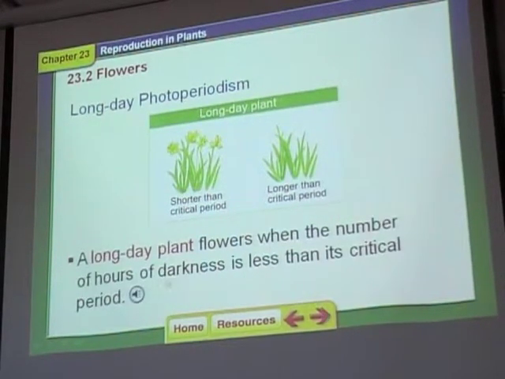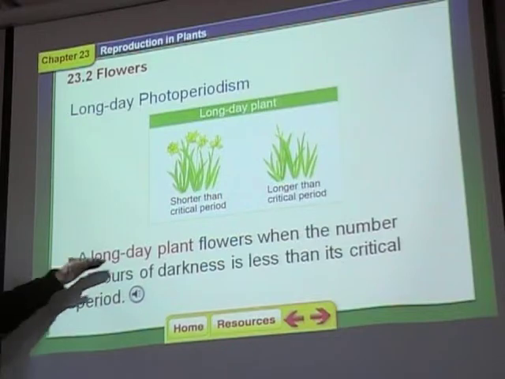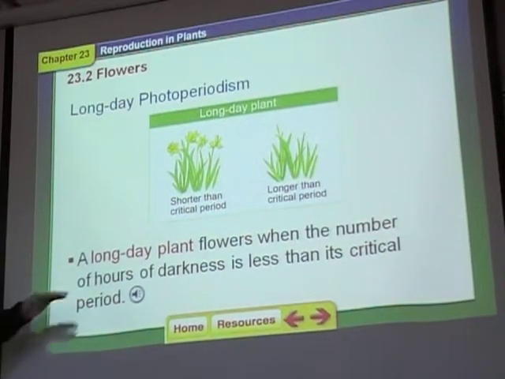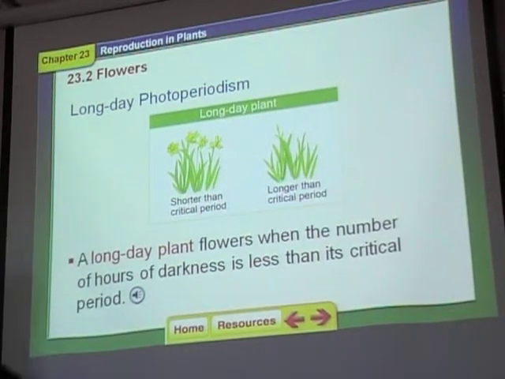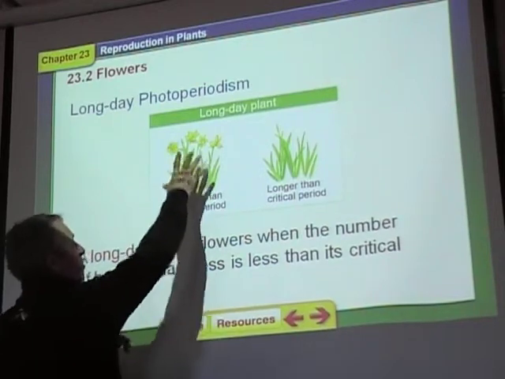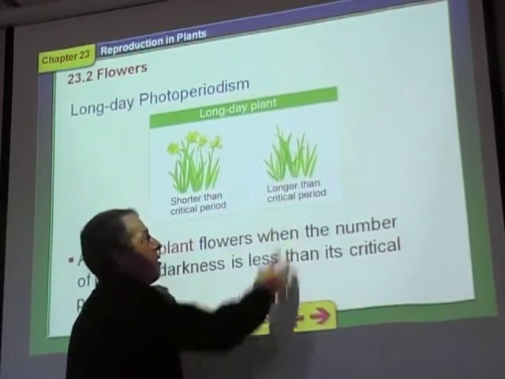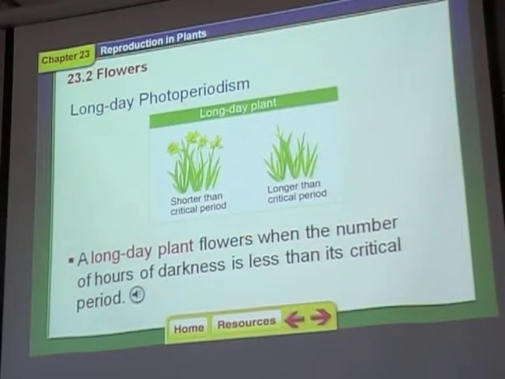Then you have long day plants. Long day plants are summer flowering plants or spring flowering plants. When the day gets longer, when the night gets shorter than this critical period, let's say again it's 12 hours. If the night gets shorter than 12 hours, that means the day is getting longer. And these long day plants flower when the number of hours of darkness is less than the critical period. And here you see short night, boom, flowers come out. Long night, no flowers. Most plants we see are long day plants.